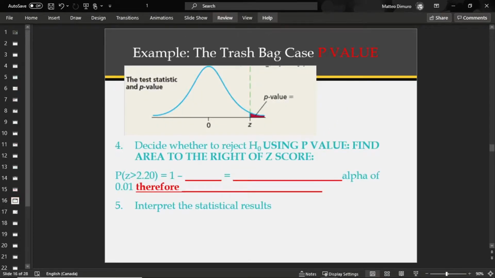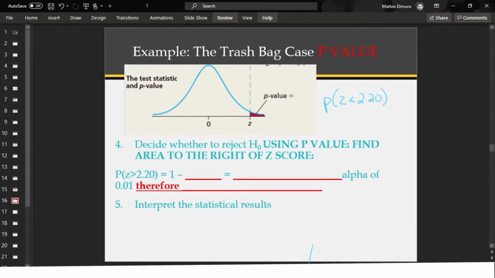Now, what if we do the same question, but we're going to use the p-value method? So for the p-value method, we're going to do everything the same up to about step 4, right? So decide whether to reject H0 using the p-value. That means we need to find the area to the right of the z-score. So our z-score was 2.2. We're going to go 1 minus whatever value we find when we look up the probability that z is less than 2.2.